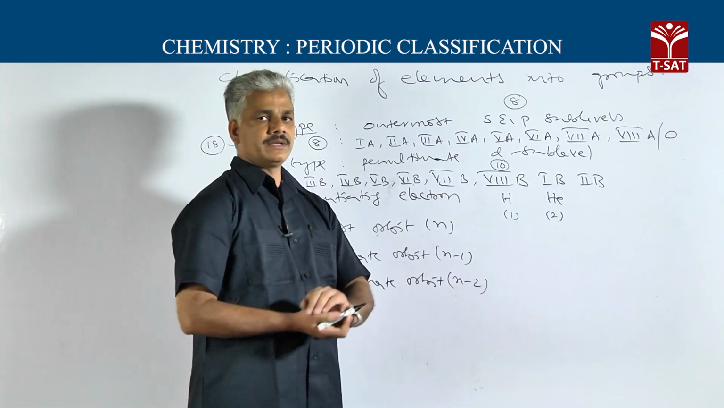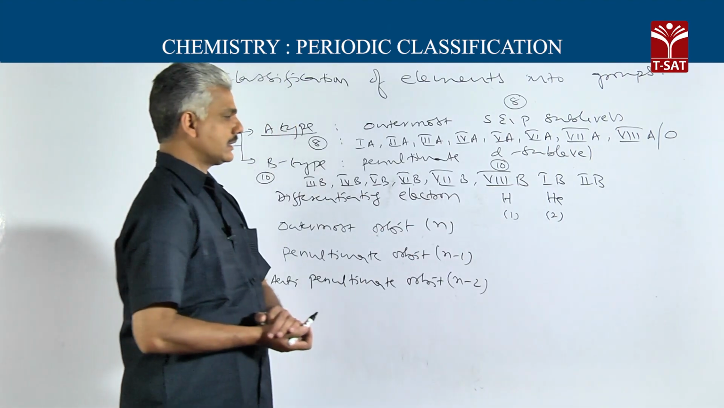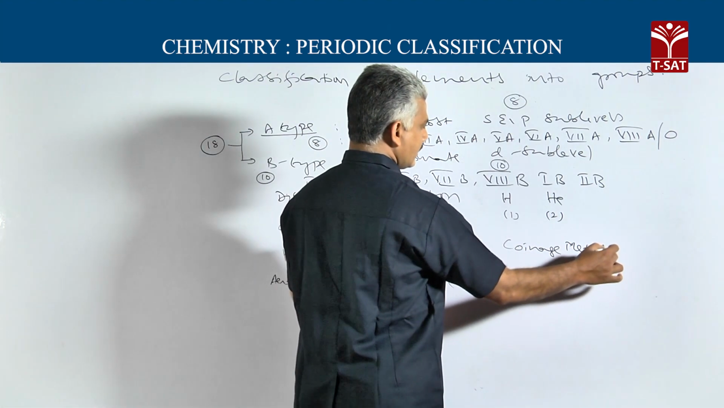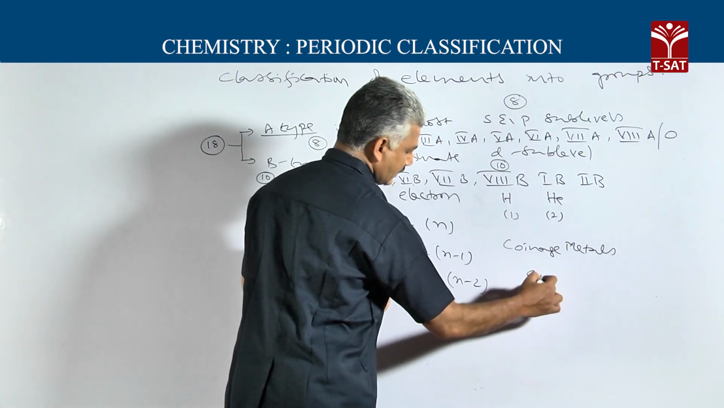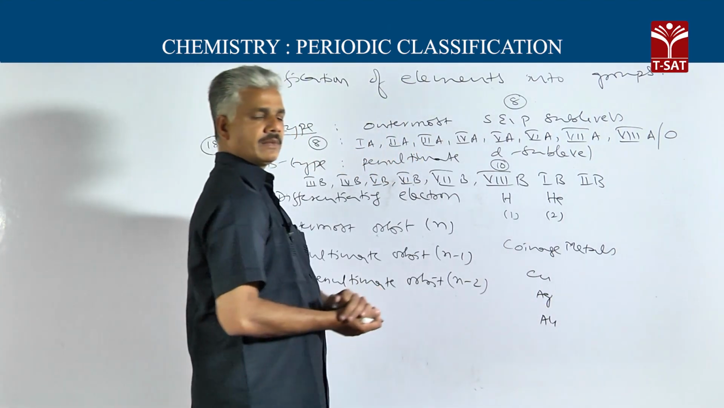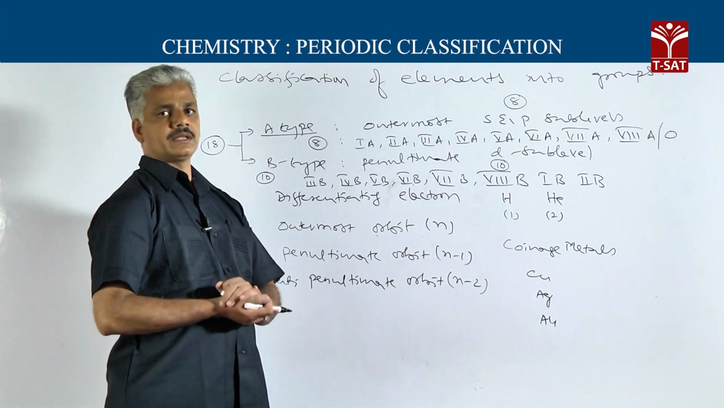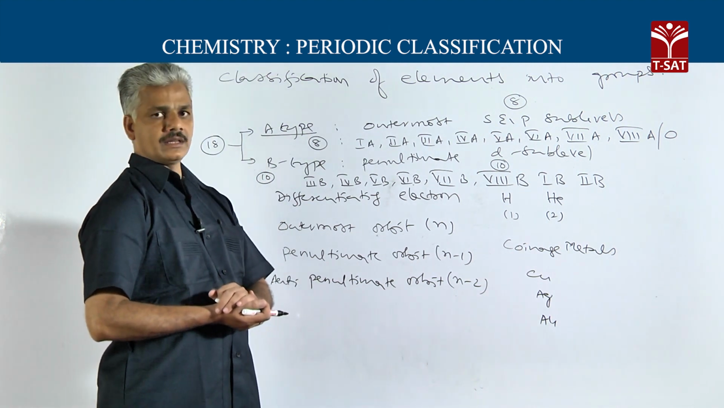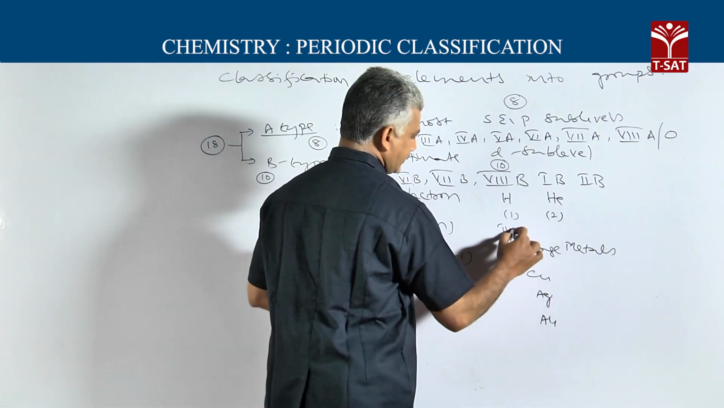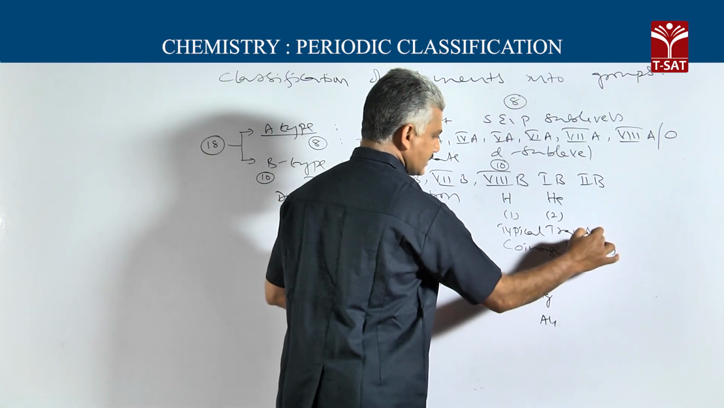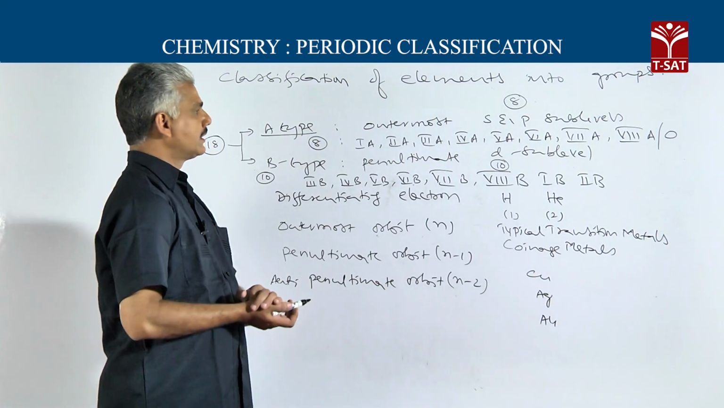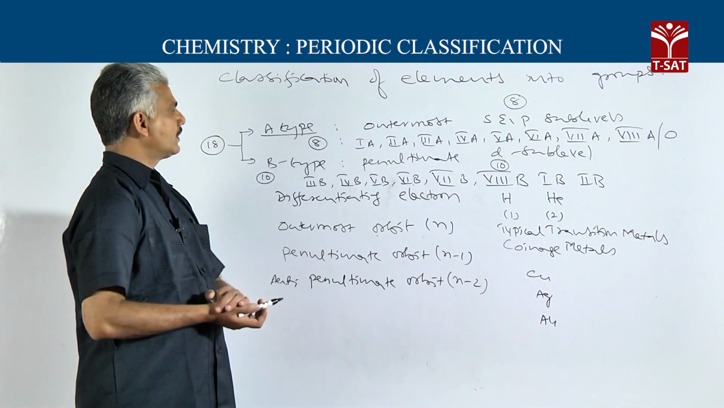Only 1B group elements are given a specific name, called coinage metals. The elements present in 1B are copper, silver and gold. These 3 metals were earlier used in the making of coins. That is why they are called coinage metals. These are also called typical transition metals. That is the classification of elements into groups.